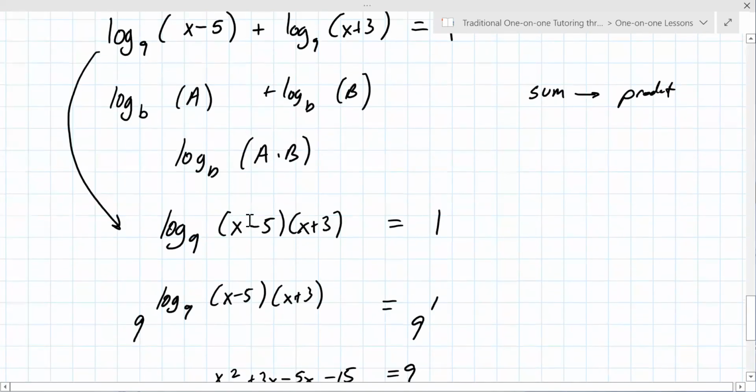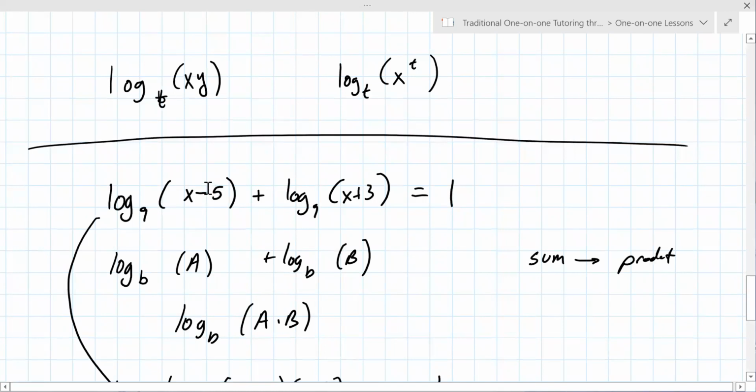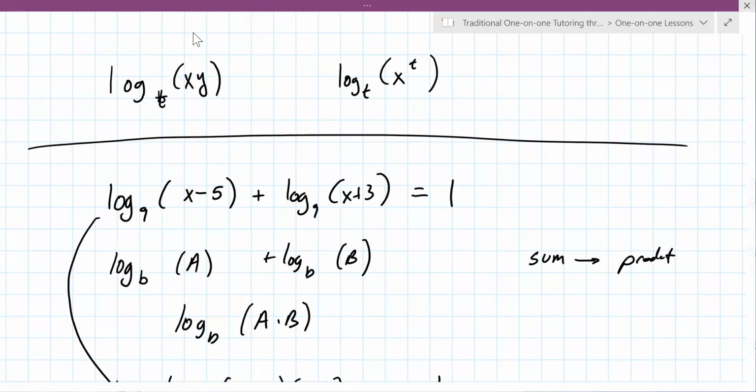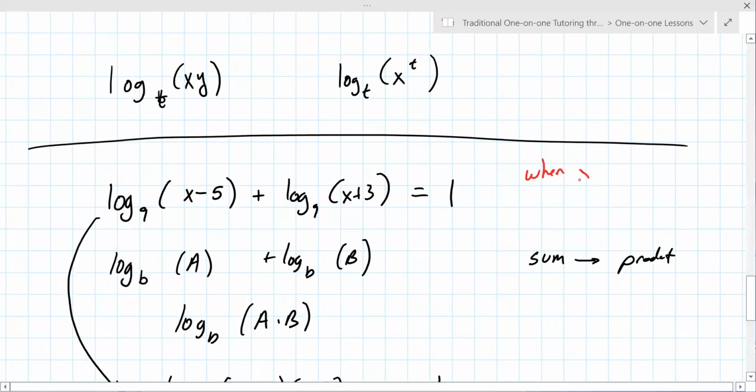Okay, so you go back to your original, way up here, and when x is negative 2, let me do this in red. That way you can maybe wonder why it's in red later. When x equals negative 2, you get log base 9 of minus 2 minus 5 plus log base 9 of minus 2 plus 3. Minus 2 plus 3 is okay, but log base 9 of negative 7 is not. You can't take the log of a negative number. You might learn why in calculus, but you just can't. It's just not allowed.